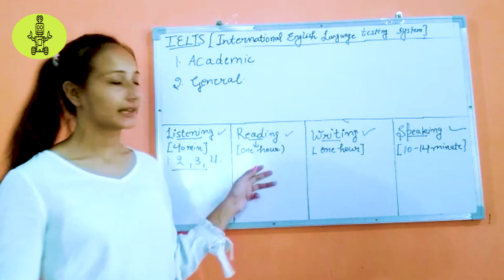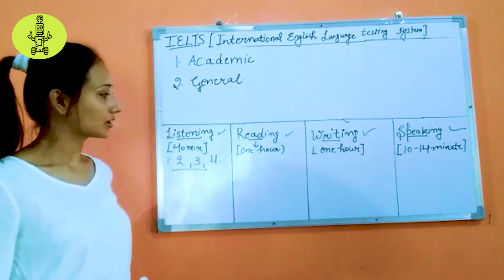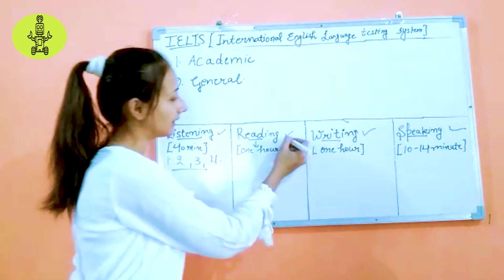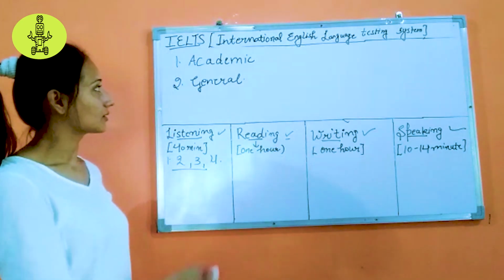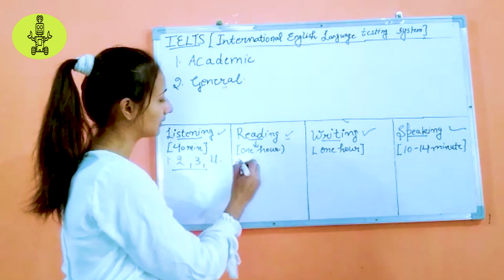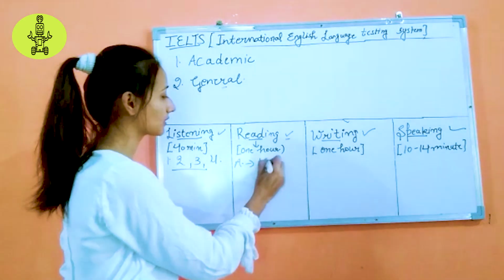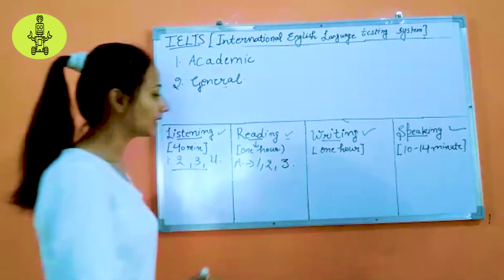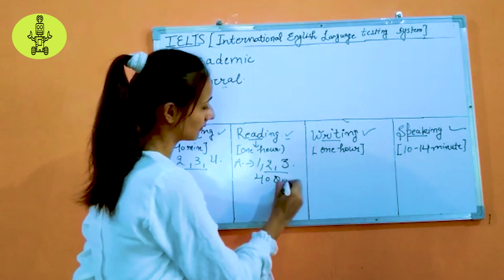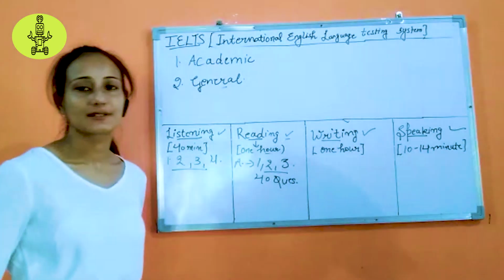Now next is reading. Reading is 1 hour. In the 1 hour of reading, you will get 3 sections. But the reading is slightly different in General Training. In Academic, you will get 3 paragraphs, sorry, 3 passages, and you will get 40 questions here. You will get 1 hour to answer these 40 questions.